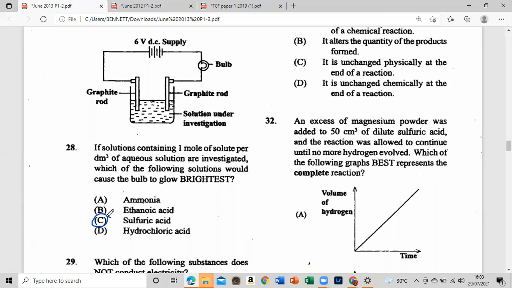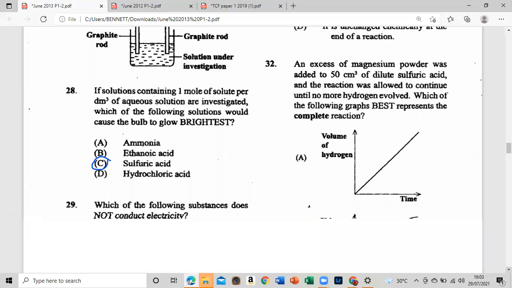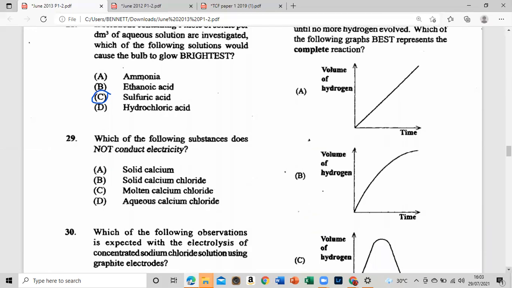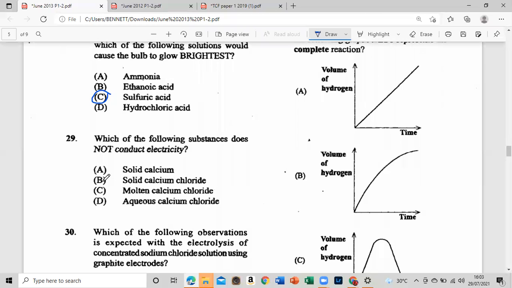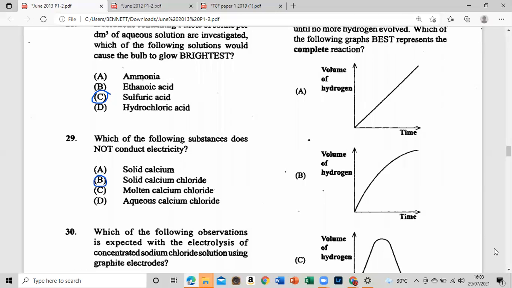All right, so 29. Which of the following substances does not conduct electricity? Is it solid calcium chloride, molten calcium chloride, or aqueous calcium chloride? And 29 is the solid calcium chloride. 30, we're halfway there in such a short time.